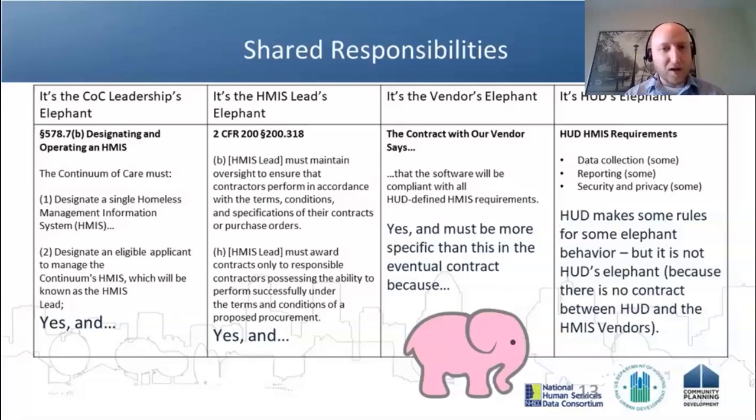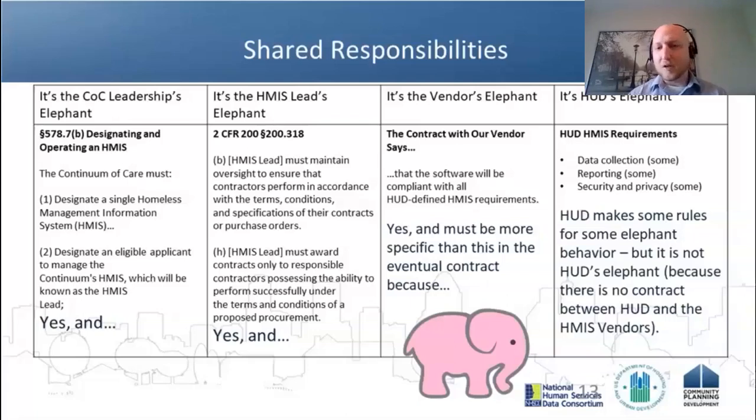Again, the vendor will play a different role, and HUD will play a different role as well. Your HMIS participating agencies will play a different role. So I just wanted to really focus in on this question of shared responsibilities. This is really key as we're setting up a monitoring process, as we're defining requirements. We want to make sure that we're not holding the HMIS lead accountable or solely responsible for something that's actually a shared responsibility between it and the CoC, between it and the vendor, between it and your participating agencies.